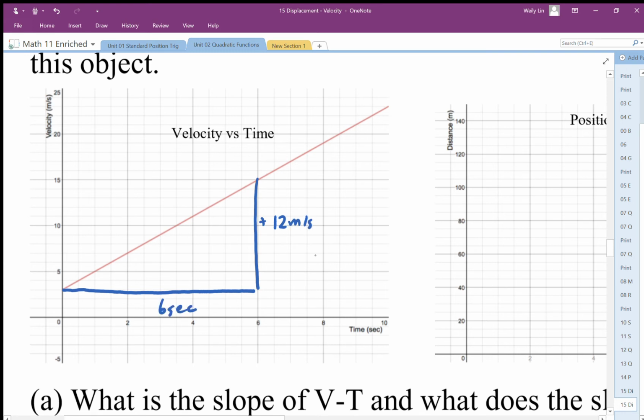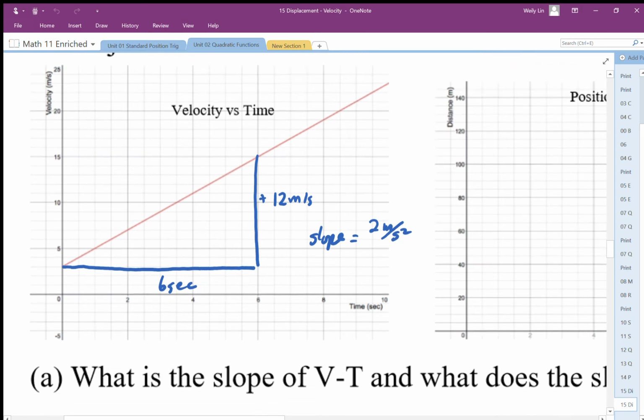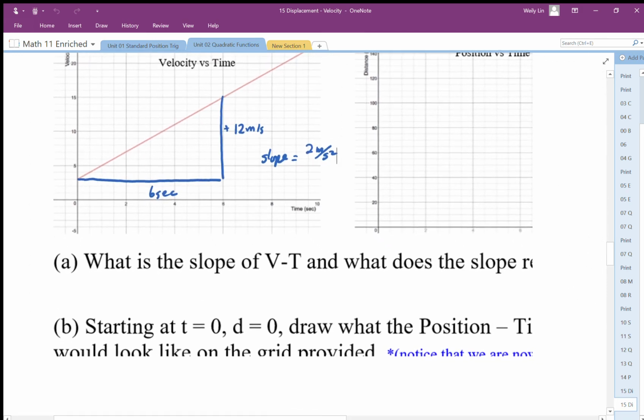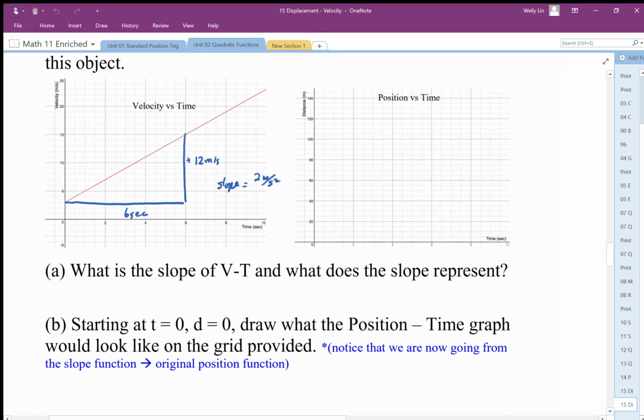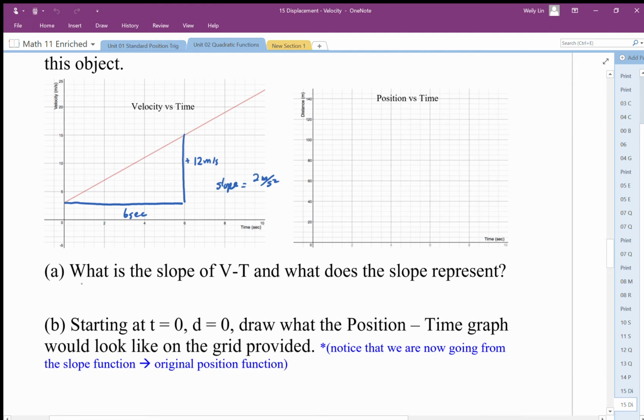So the slope is going to be 2 meters per second divided by seconds, so 2 meters per second squared. Okay, so this is acceleration. The slope of the velocity-time graph equals 2 meters per second squared, and it is acceleration.